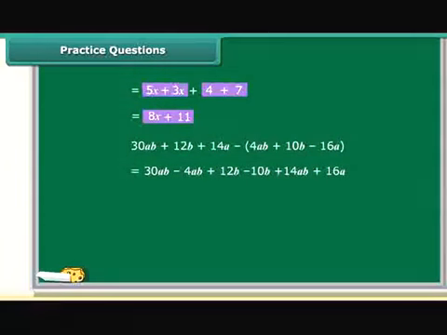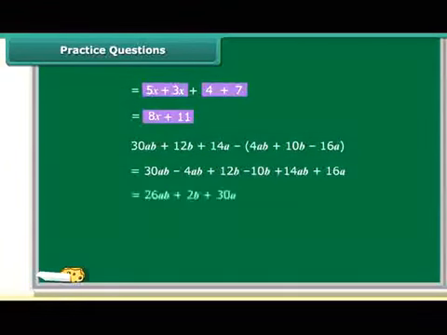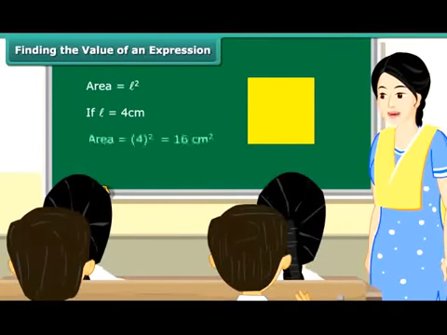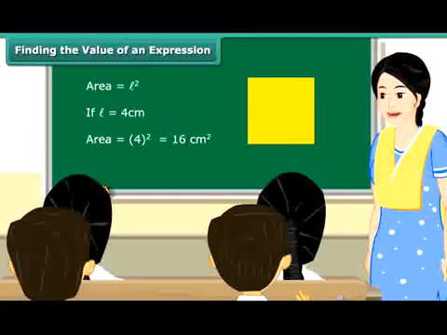So on rearranging, we get, see this square? It has an area equal to L square. If the value of L is equal to 4 centimeters, then what would be the area of this square? That's right, it would be 16 centimeters square.